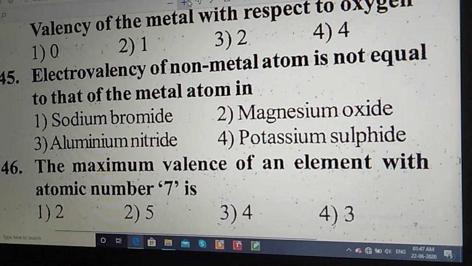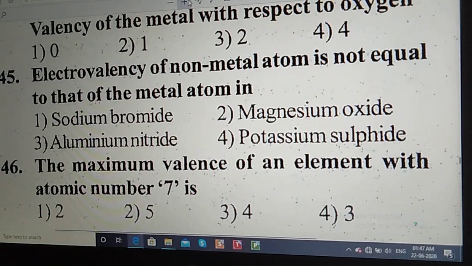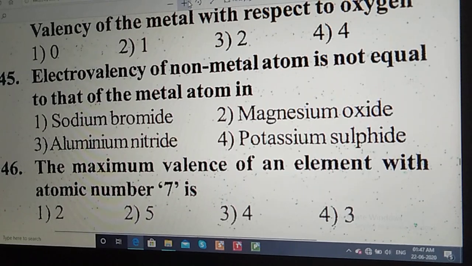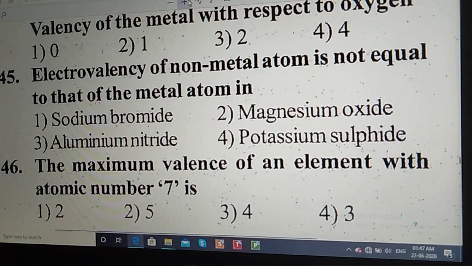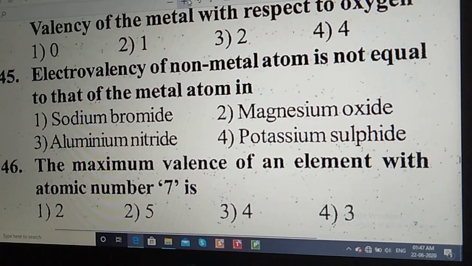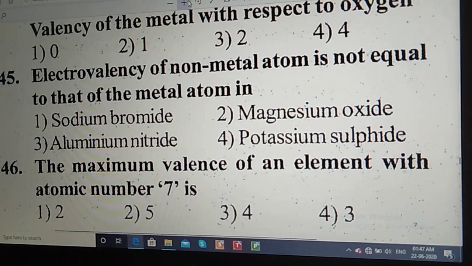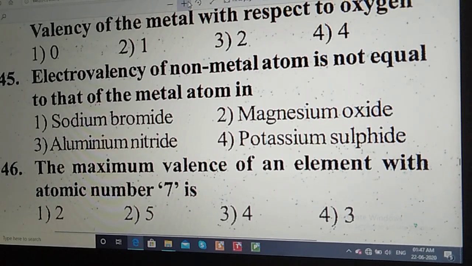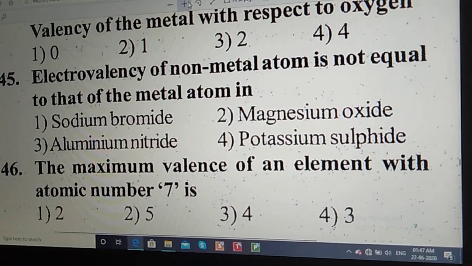The first option is NaBr, and the second is magnesium oxide, MgO. The third option is aluminum nitride, AlN. The fourth option is potassium sulfide, K2S.